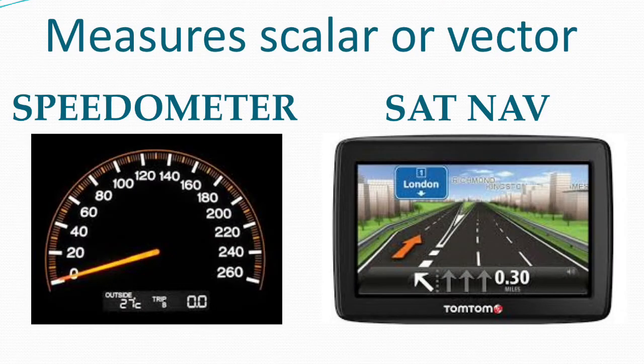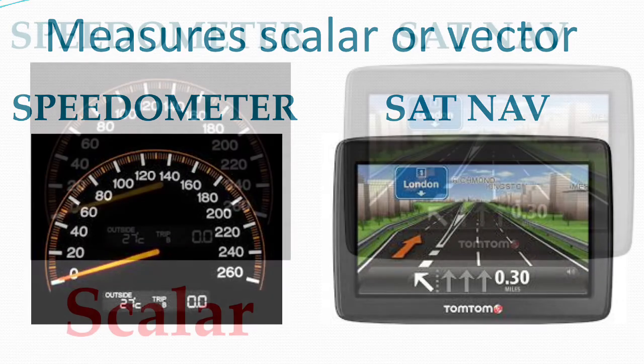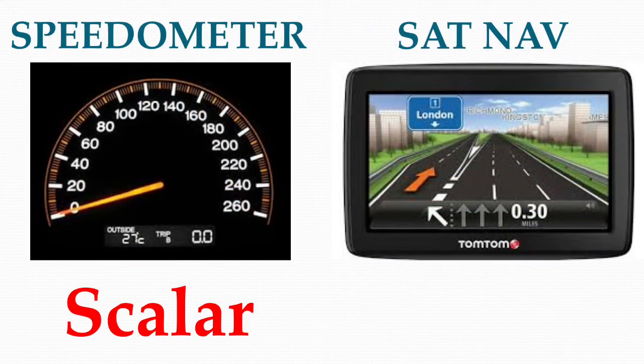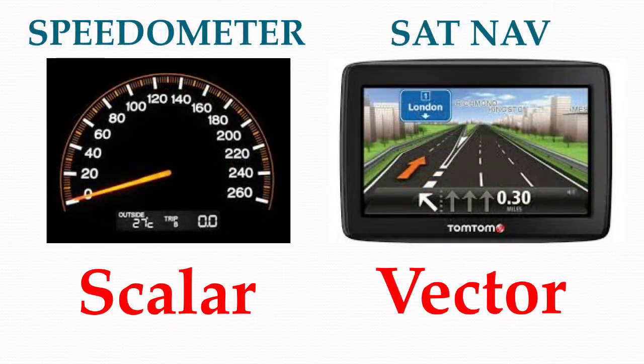In a car, you may have both a speedometer and a sat-nav. Now, the speedometer focuses purely on the size of the speed. It is looking at a scalar quantity. In contrast, the sat-nav will focus on the direction as well in order to make sure you get to where you're going. And so this looks at a vector quantity, velocity.